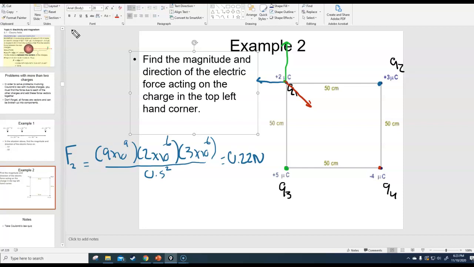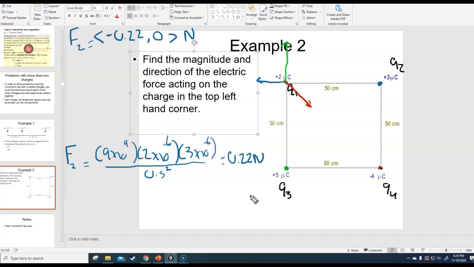And so if I want to be really clear about what F2 is, if I think in terms of vector component notation, F2 is a vector that has an x component of 0.22, acting in the negative x direction, and a y component of 0, because no part of this vector acts in the y direction. And you'll see why we're doing that in just a second.